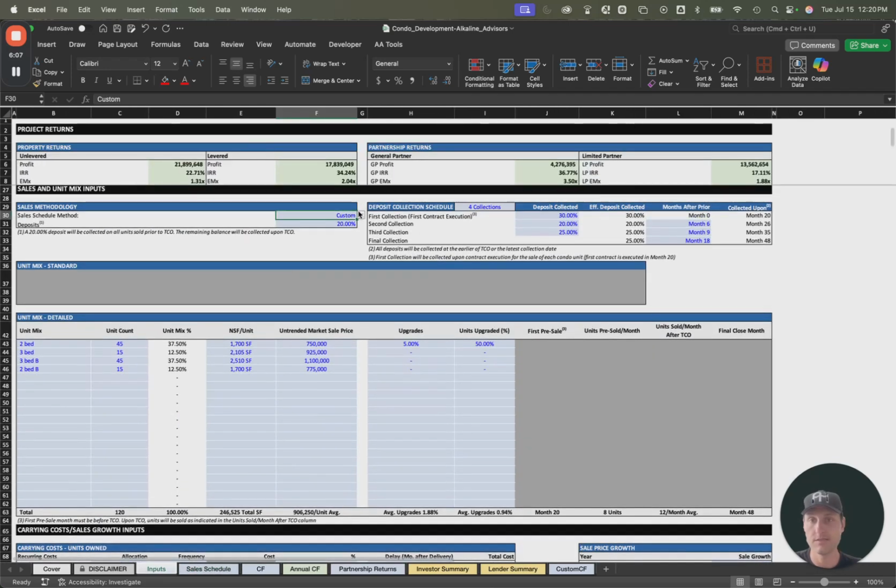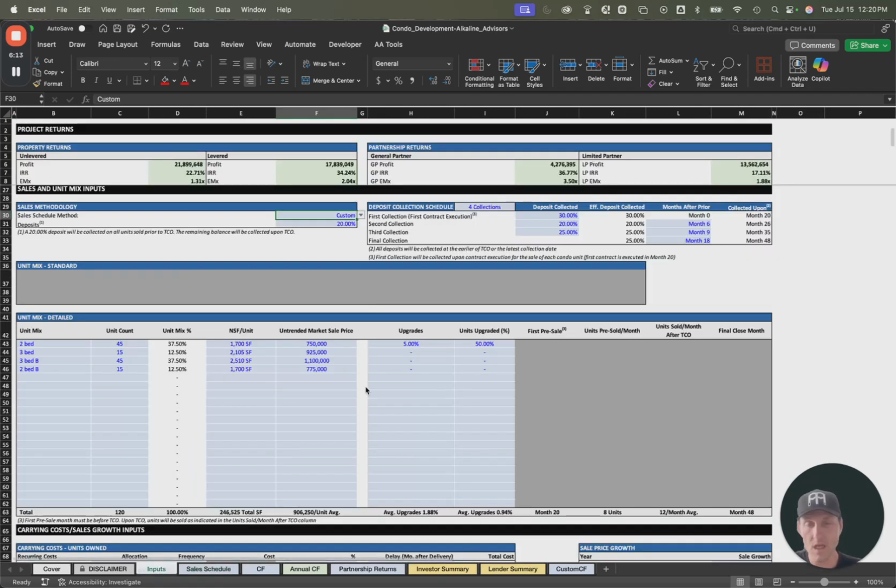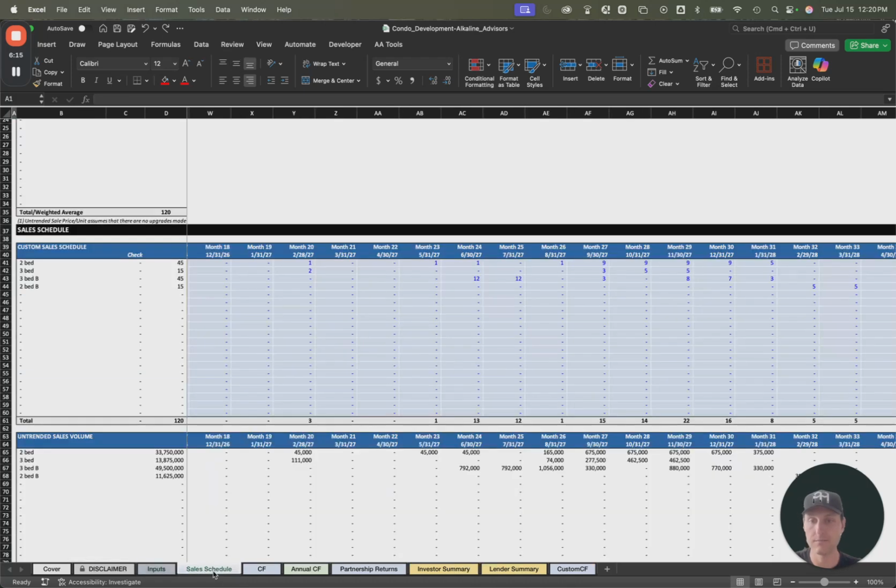And just so you can see, if we go to detailed, we go to sales schedule, now this is gray. But if we go back to custom to the sales schedule, it's not grayed out. And what you can do here is you could be very granular with choosing how many units you're going to have sold for each unit mix type in a given month.